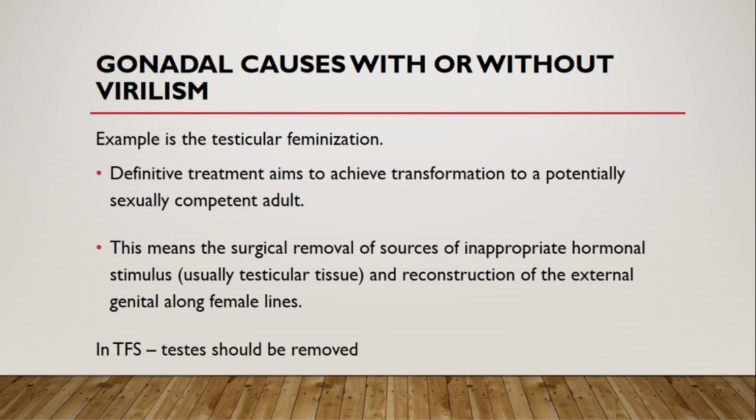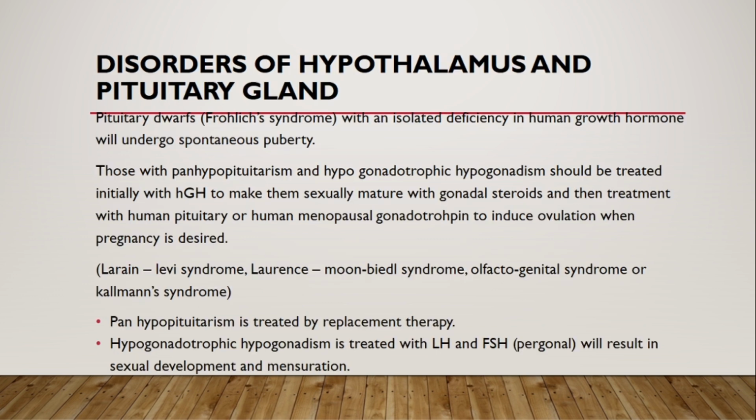So, when you see a case of testicular feminization syndrome, the testes should be removed. And then, when the testes are removed, the small vagina can be constructed, can be advanced forward, but most of the time, we can achieve regular sexual intercourse as the partner may increase the length of the vagina, and this patient can have sexual intercourse appropriately.